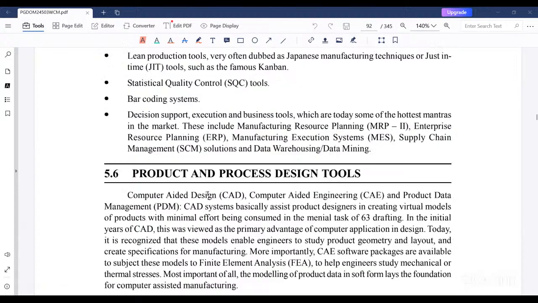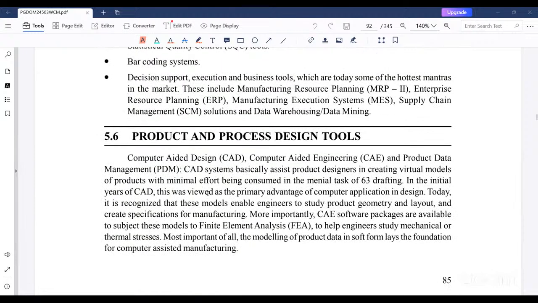And the next one is product and process design tools. We think the product design is made with the help of CAD, that is computer aided design. When you talk about these designing tools, actually we have three: computer aided design, computer aided engineering, and product data management. In this, we are creating virtual models with minimum effort and menial task of drafting.